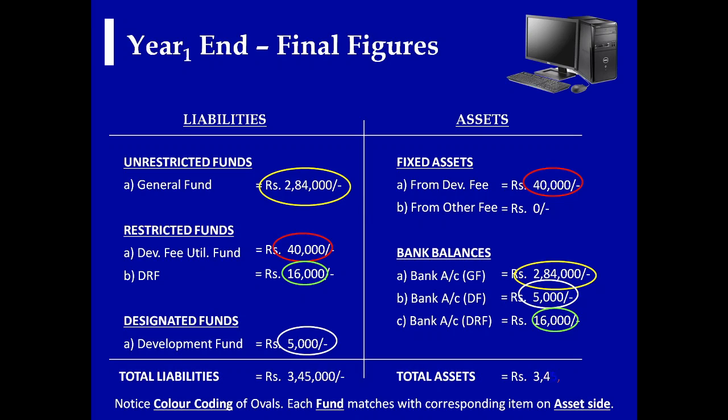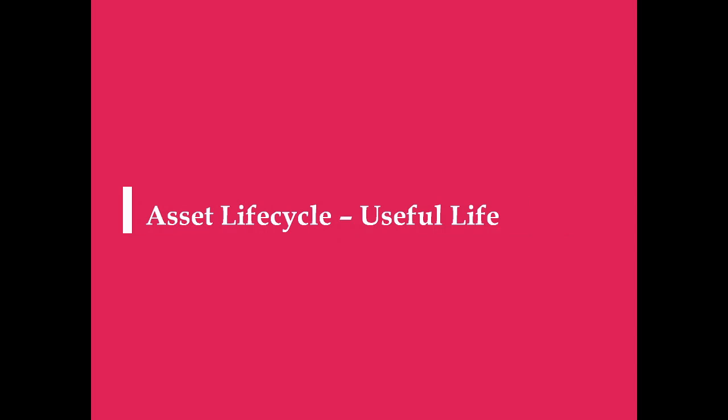and the total assets and the total liability size, if you look at it, is still at 3,45,000. This is the same amount that we had started with. So there is no outflow from the balance sheet, so the balance sheet size still remains the same at the end of the first year. Now let's move on to the useful life of this asset.